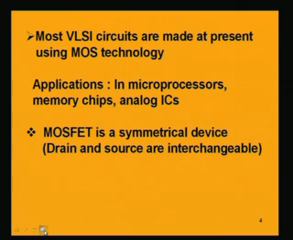In BJT we have noted that the regions, emitter, base, collector, are not symmetrical. That means we cannot interchangeably use the emitter and collector, but that is not so in MOSFET. In MOSFET, the two regions, which are drain and source, as we will be finding later on, can be interchangeably used. So, it is a symmetrical device.